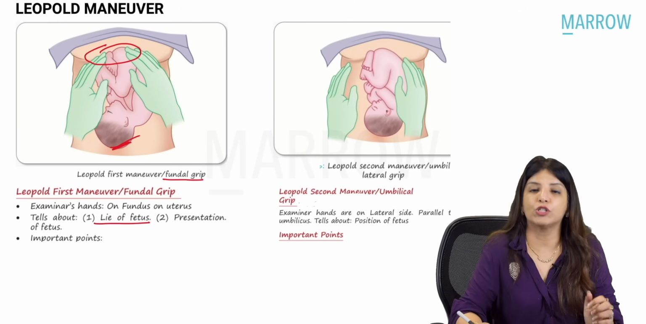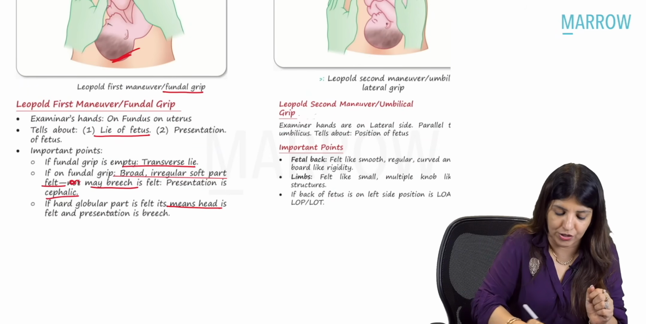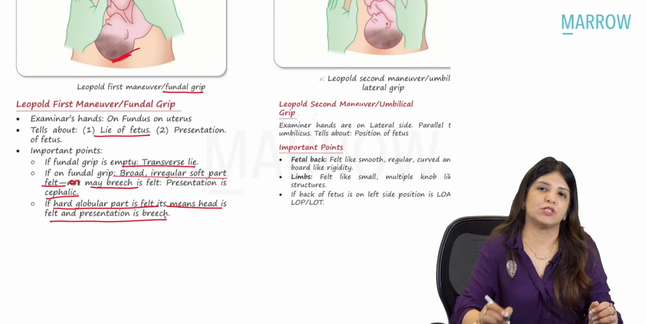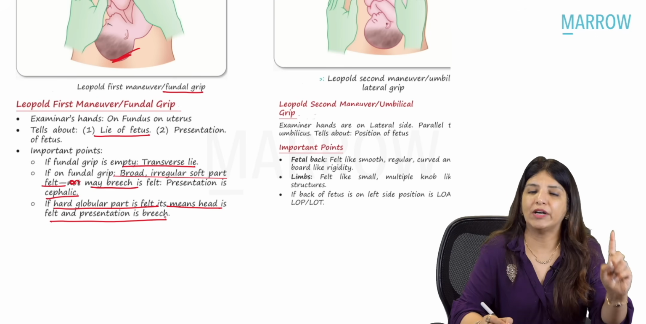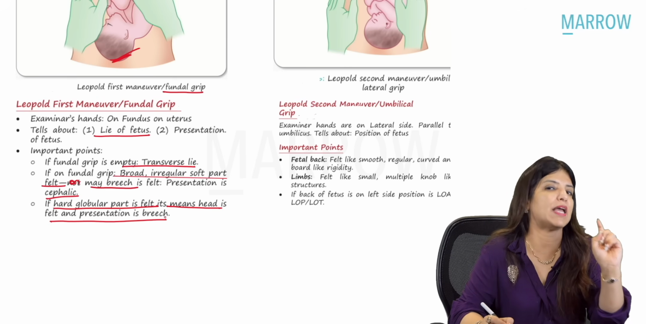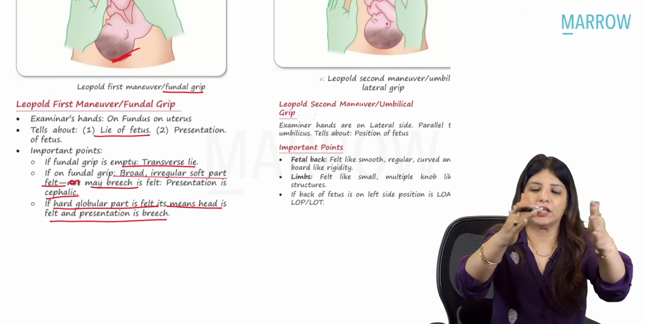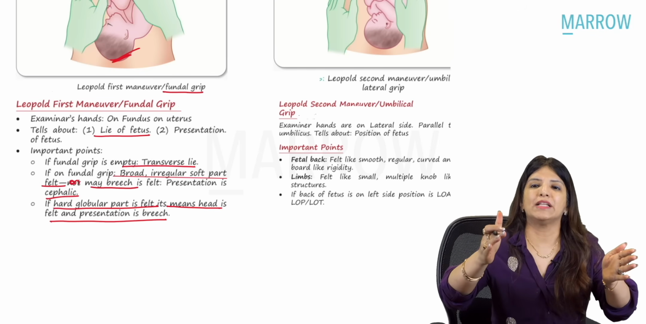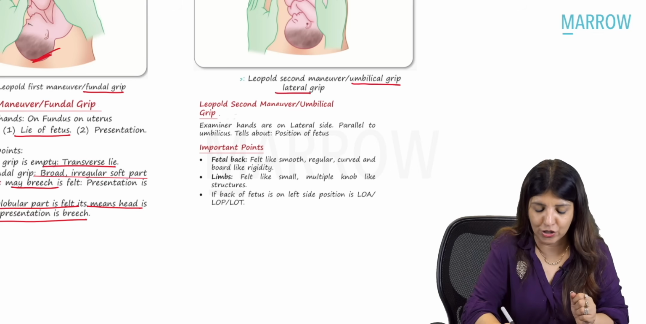But if on Leopold's first maneuver or fundal grip, you are feeling a hard globular structure, that means you are feeling the head of the baby, and that means presentation is breech. So Leopold's first maneuver, which is called the fundal grip, tells you about the lie of the baby, and it tells you about the presentation of the baby. Now, from the fundal area, you are going to bring your hands to the lateral side. That means near the umbilicus. This is called umbilical grip or lateral grip.